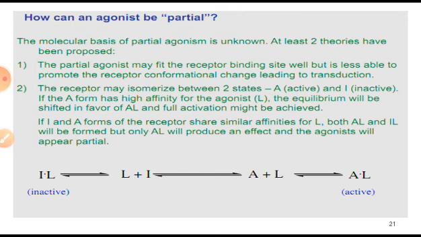So what is happening here? IL is an inactive form of the receptor that binds with L, your agonist, right? So what you have got is L plus I. You have not got a complex, the binding does not happen, and that way you won't get the proper response. Okay, so this is the way partial agonists actually work.